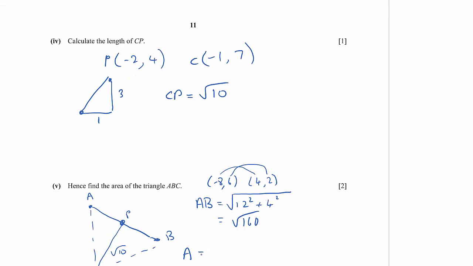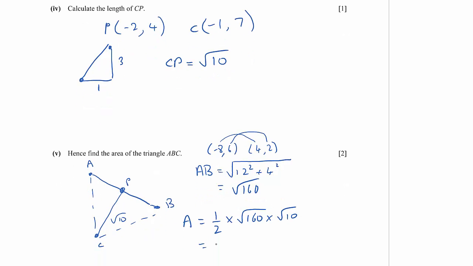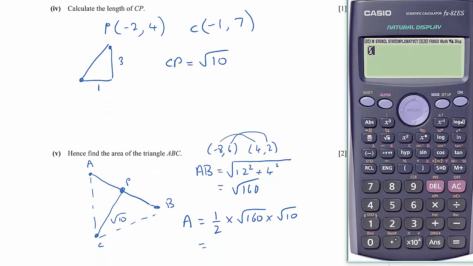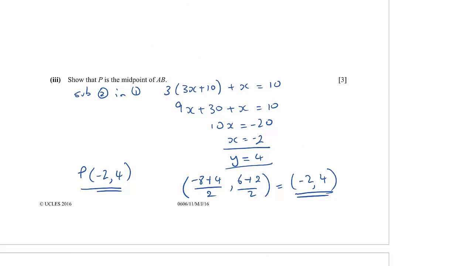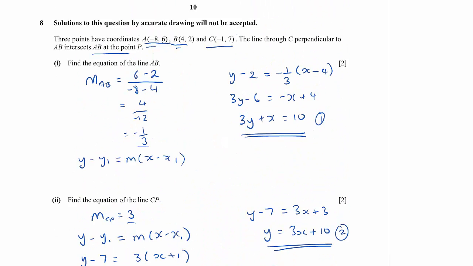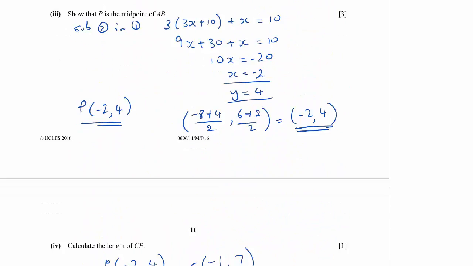So the area is going to be 1/2 times the base times the height. So we've got 0.5 times the square root of 160 times the square root of 10. That gives me 20. The question doesn't say if there's any units, does it? Doesn't say, so we'll just say square units.